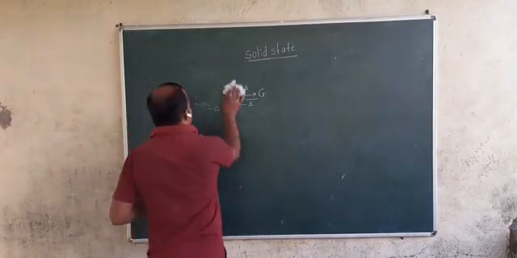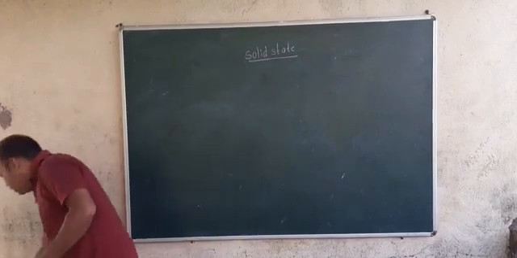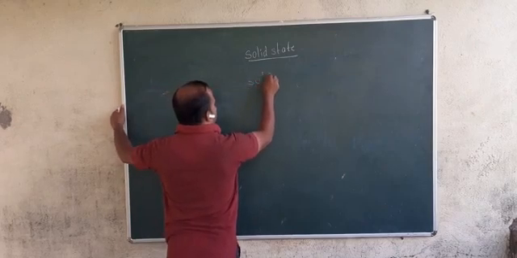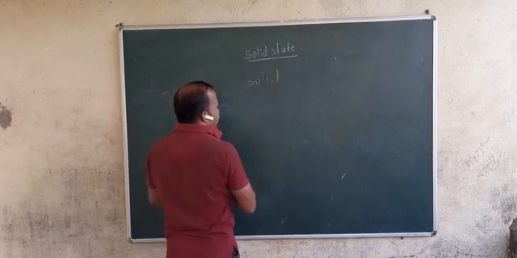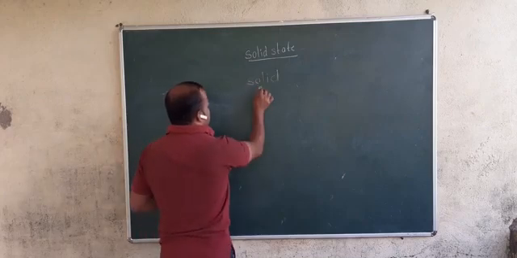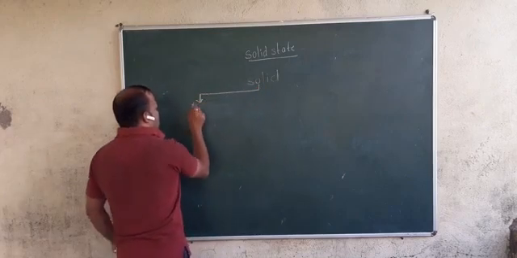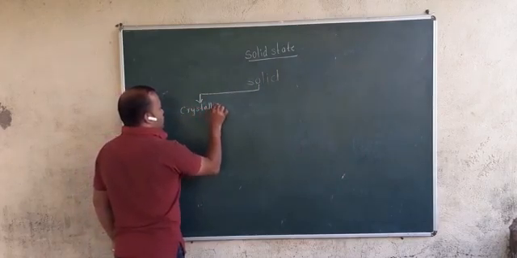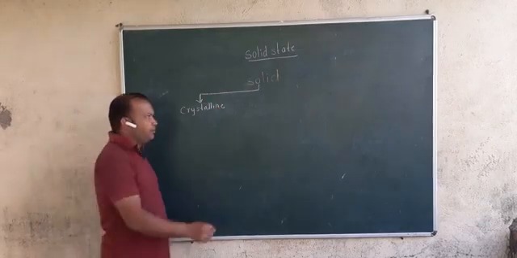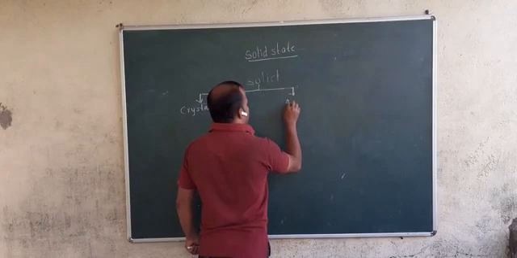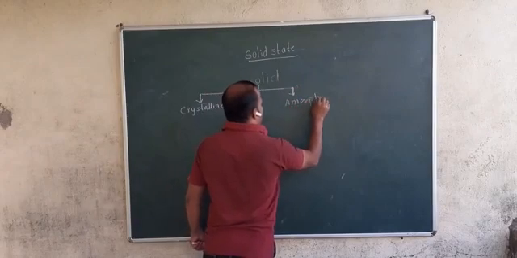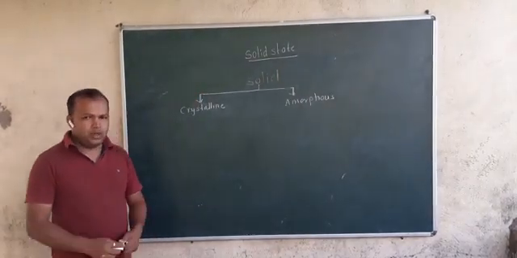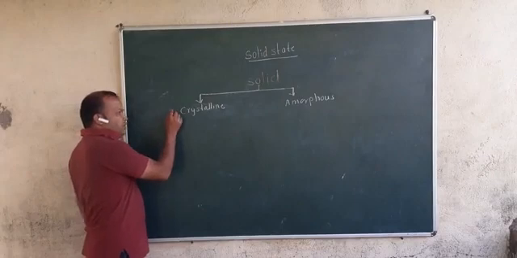Now, these solids can be classified into two types. First one is crystalline solid. Second one is amorphous solid. Now we will focus first on the crystalline solids.